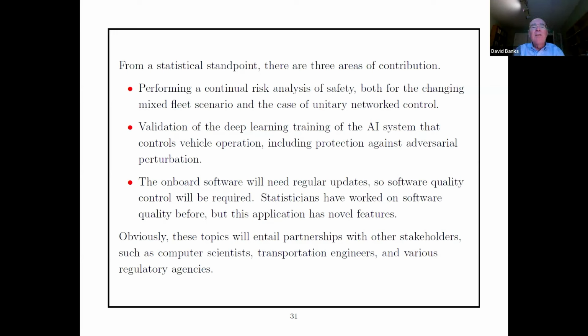We need to have a process for validating the deep learning training of the AI system that controls vehicle operation. And that's going to include protection against adversarial perturbation. There are a couple of ways of doing that, but statistical validation has to be considered as one of the components of putting out a fleet of AVs.